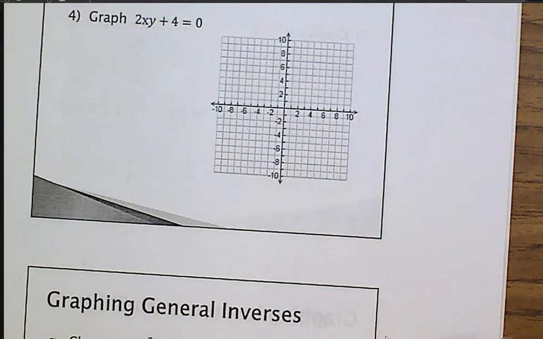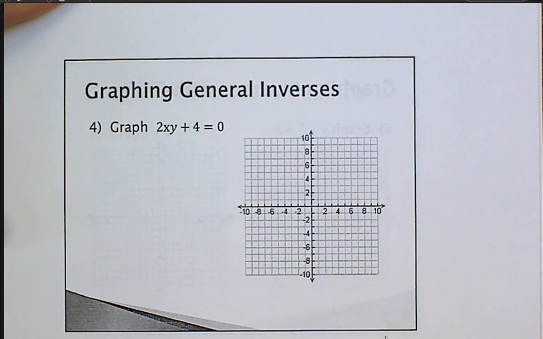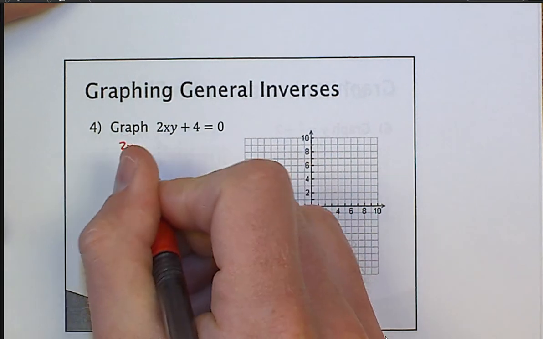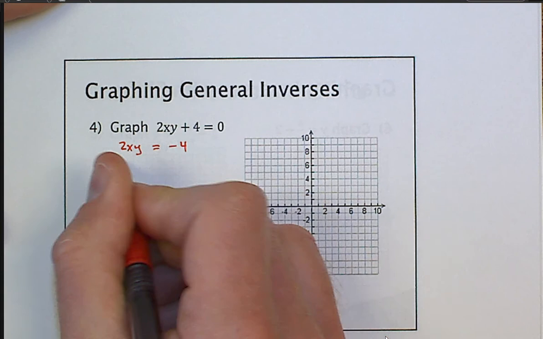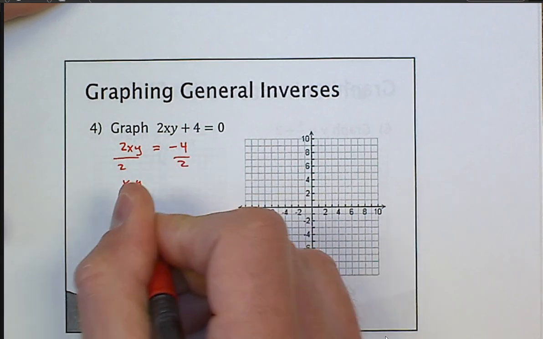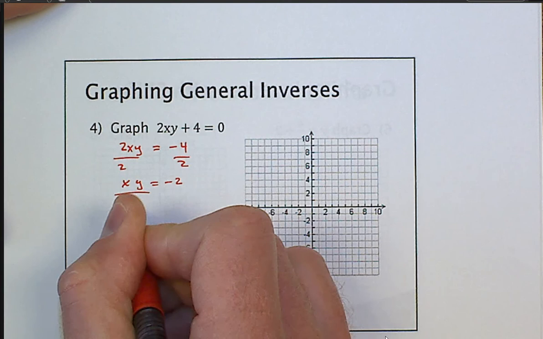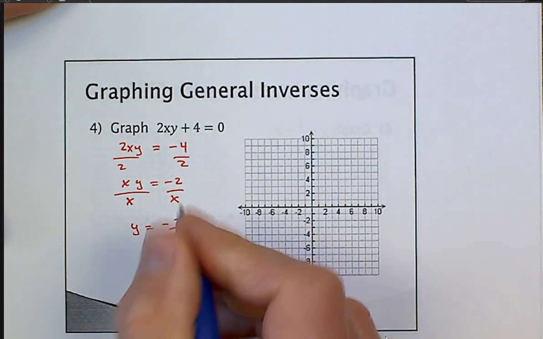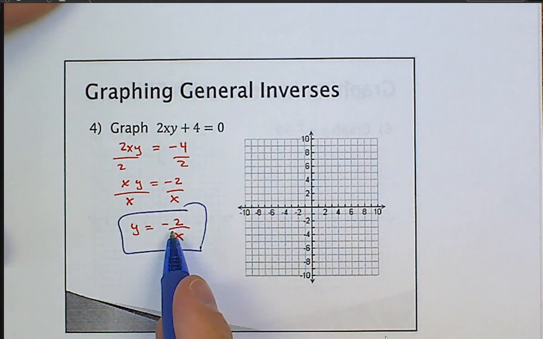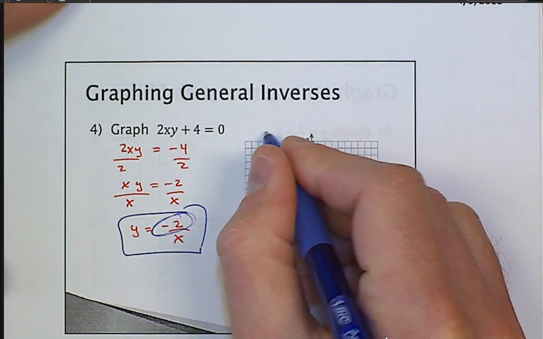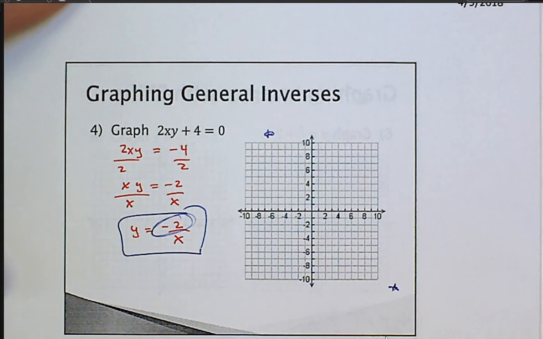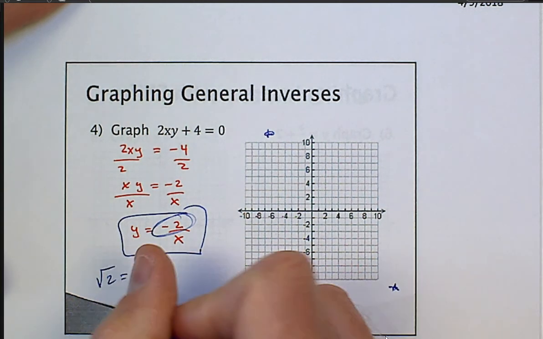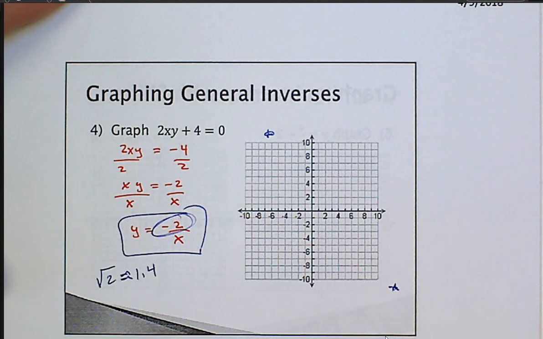Again, another situation where you look at it and go, wait a minute, that doesn't look right. So we'd go 2xy. You want to solve for y always. Divide by 2. So you get xy equals negative 2. Divide by x. And so you get y equals negative 2 over x, which is good to know. So when I look at this result, I see a negative k value, which means I'm going to be up in quadrant 2 and down in quadrant 4 because my k value is negative. I would take the square root of 2. The square root of 2 should be 1.4. So roughly 1.4.